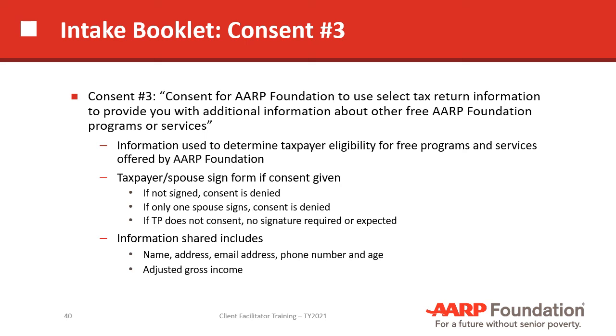And consent number 3 is the consent for the AARP Foundation to use select tax return information to provide you with additional information about other free AARP Foundation programs or services. The information is used to determine taxpayer eligibility for free programs and services offered by the AARP Foundation.